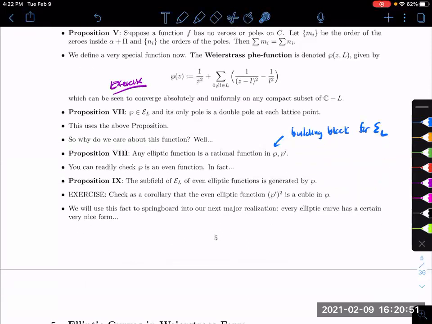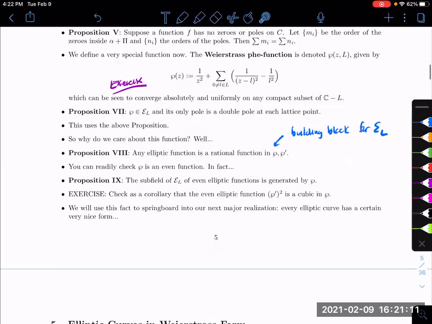Speaking of that, this is easy to check: the Weierstrass phi function is an even function. You can see that explicitly from its form, but you can prove it rigorously, of course. So what that means is the derivative is an odd function.